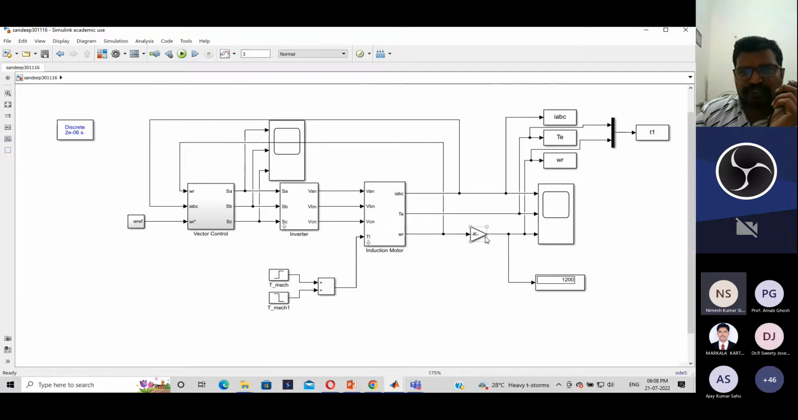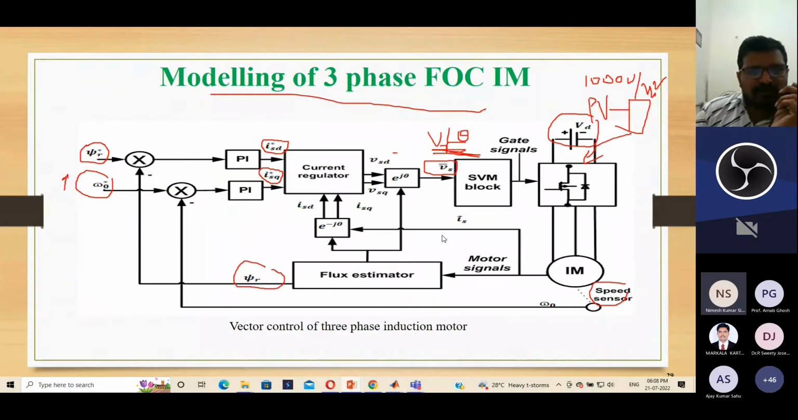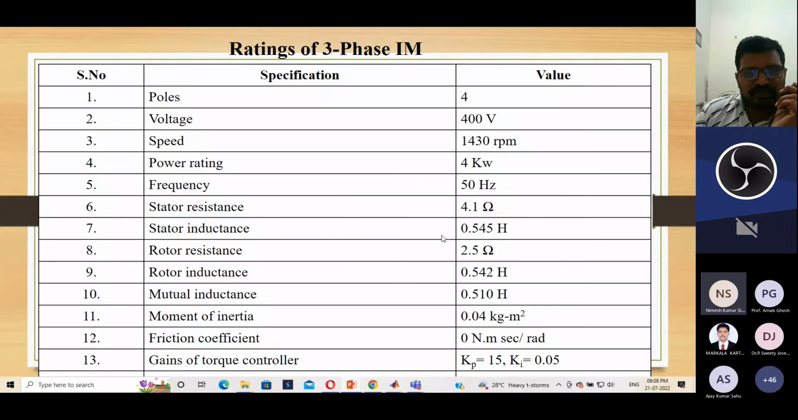As we have to see how the values of current and torque behave, I have already run the simulation and given the results here. So let me go to the slides. I will show the results.